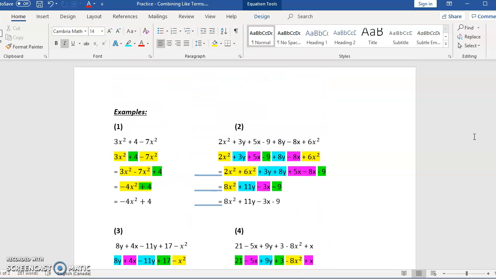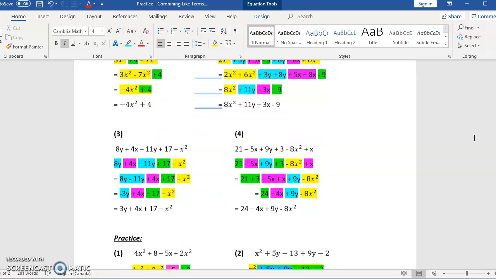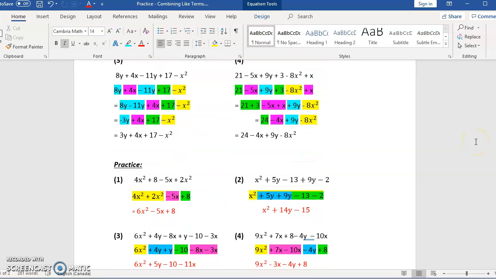So in terms of combining like terms like we have in this booklet here, it's exactly what it sounds like. We're taking things that are similar and adding them together to make the expression or equation simplified. It's the easiest one to understand.